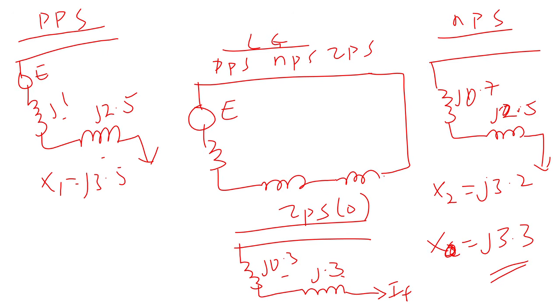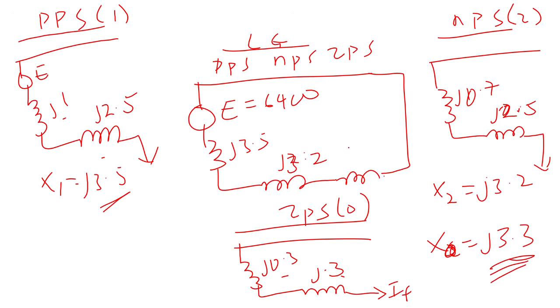So we are using 0 for zero phase sequence, 2 for negative phase sequence, and 1 for positive phase sequence. So basically, I'm going to have my E, which was given as 6400 here. My X1, we just calculated that, is J3.5. My X2 is J3.2. And my X0, we got J3.3.